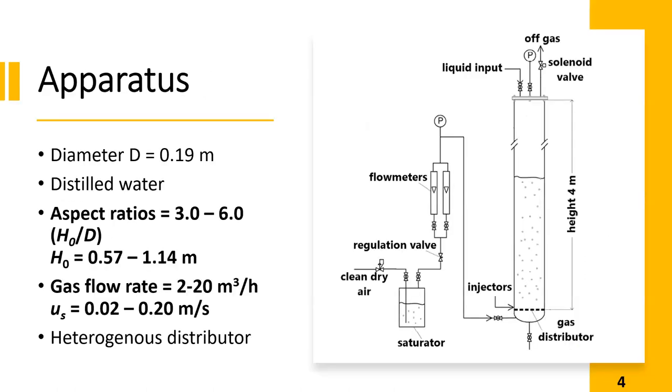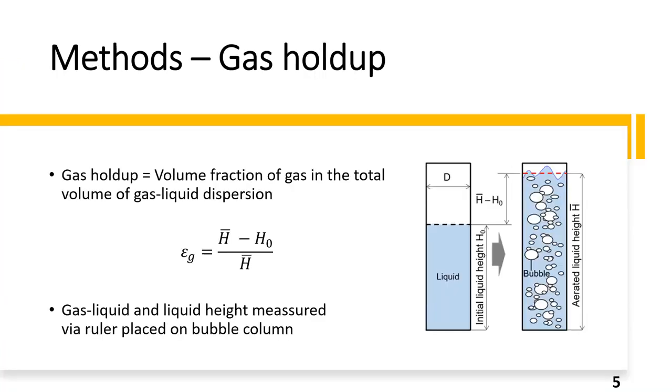Here you can see a picture of the apparatus itself. Here is the bubble column, and the left part over here is the system which delivers the gas inside the column. We were focused mainly on changing two important parameters. The first one is the aspect ratio, which is simply the height of the liquid divided by the diameter of the column. And the second one is gas flow rate in a range of 2 to 20 cubic meters per hour, which refers to a superficial gas velocity of 0.02 to 0.20 meters per second.